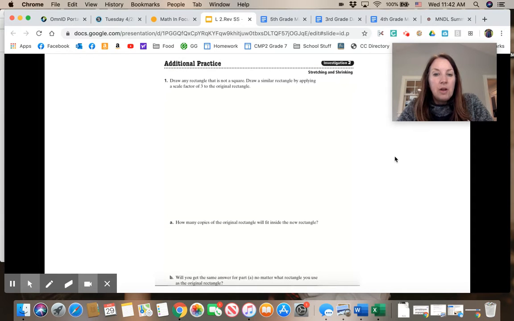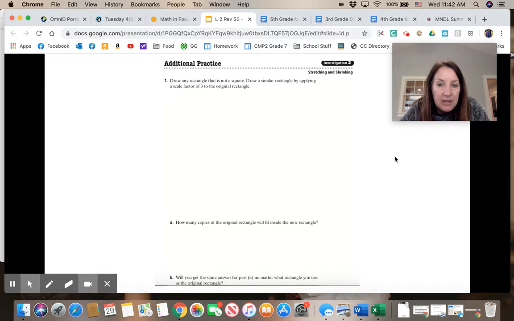So today you're doing the investigation 2 review, additional practice pages. This is in the Schoology folder. I have also already uploaded the answers for you. Number 1 says draw any rectangle that is not a square. Draw a similar rectangle by applying the scale factor of 3. If you don't have a ruler at home, you can do this and just label the numbers so that you know that you're using that scale factor of 3.